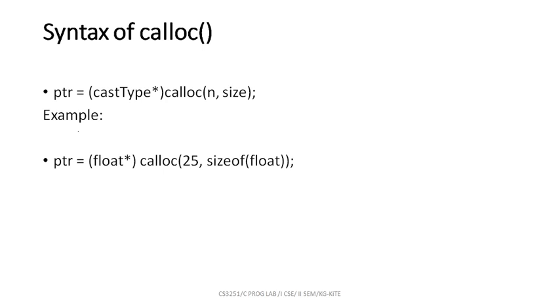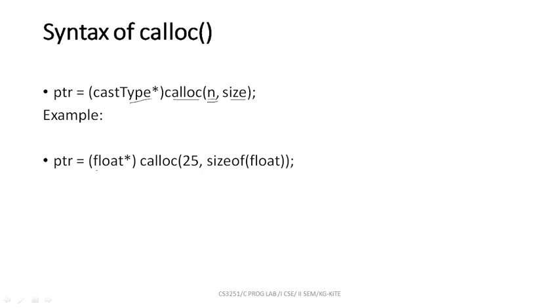The malloc function will allocate memory by collecting memory spaces here and there, whereas the calloc function will allocate memory continuously, so you will have a sequence of addresses allocated. That is the only difference, and there is a slight variation in the syntax as well. Similar to malloc, we need to provide the cast type, the name of the function, calloc, and the size of the data type and the amount of memory to be allocated.